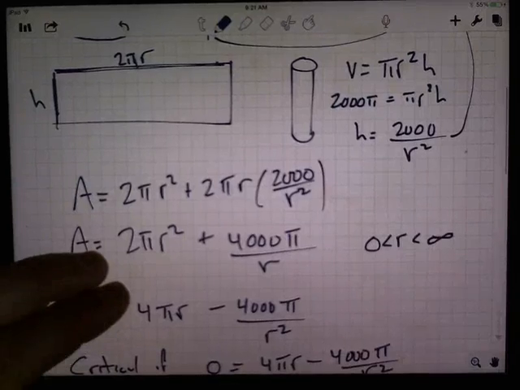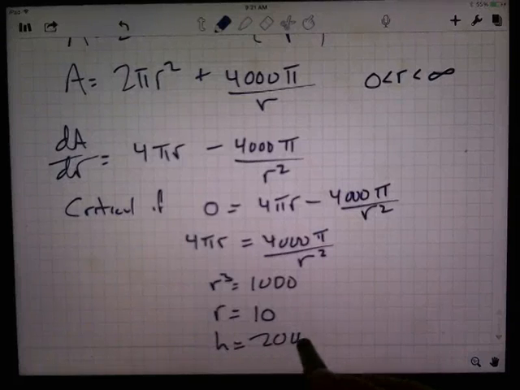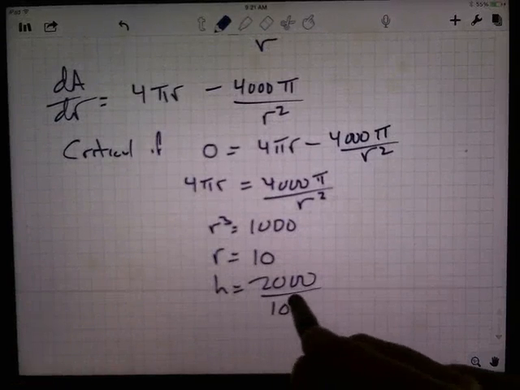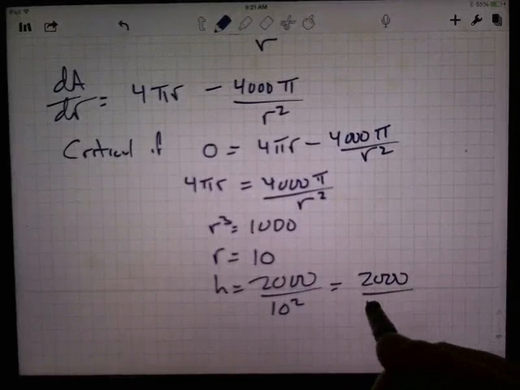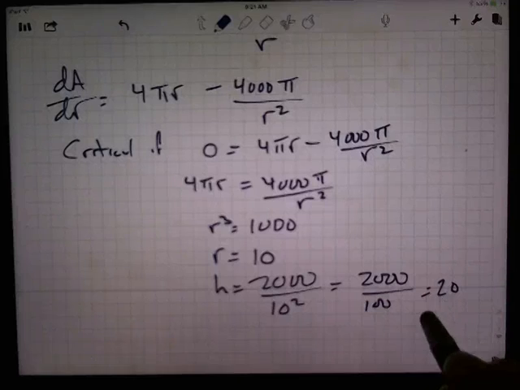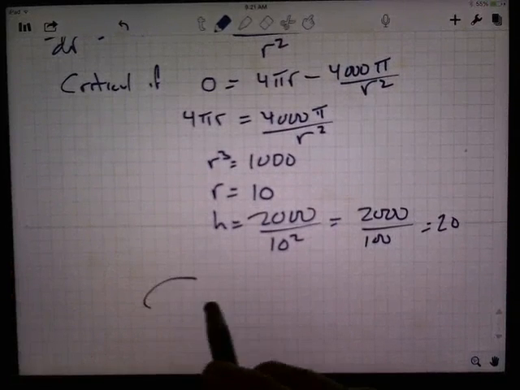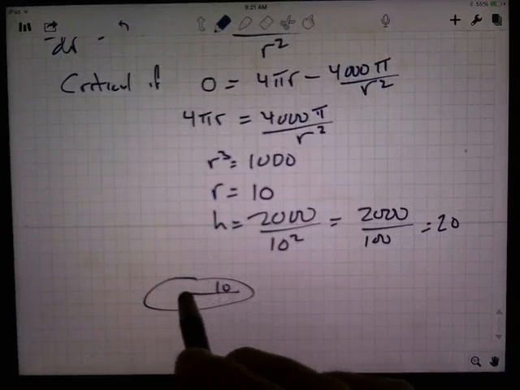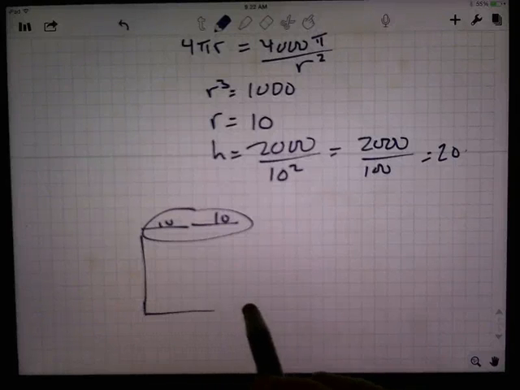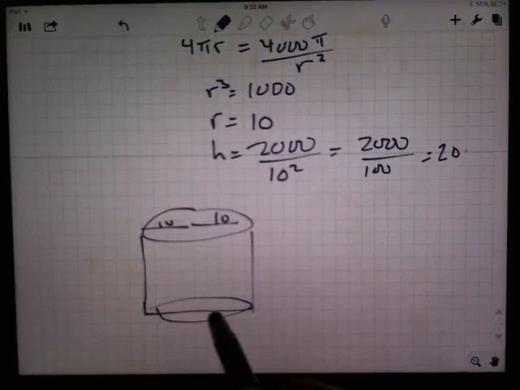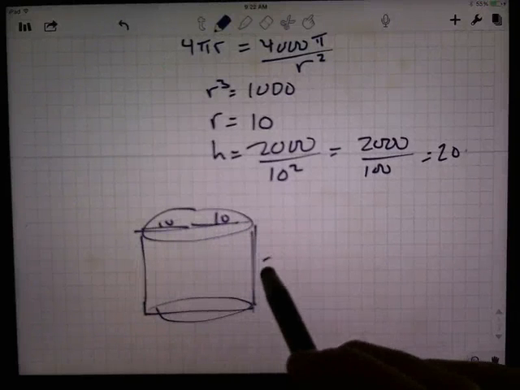and the height is 2,000 divided by r squared. So the height is 2,000 divided by 10 squared, which is 2,000 divided by 100, which is 20. So the height is 20 and the radius is 10. Actually, that's interesting, because if this is 10 and this is 10 and the height is 20, essentially this cylinder is just as wide as it is tall.